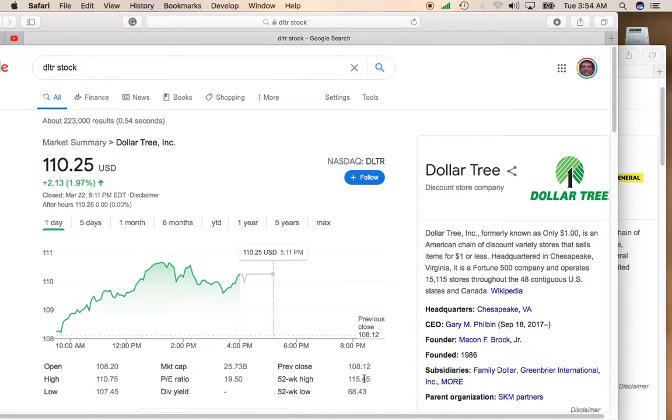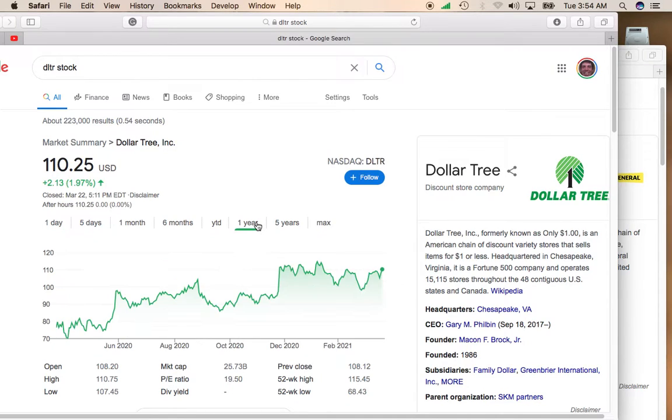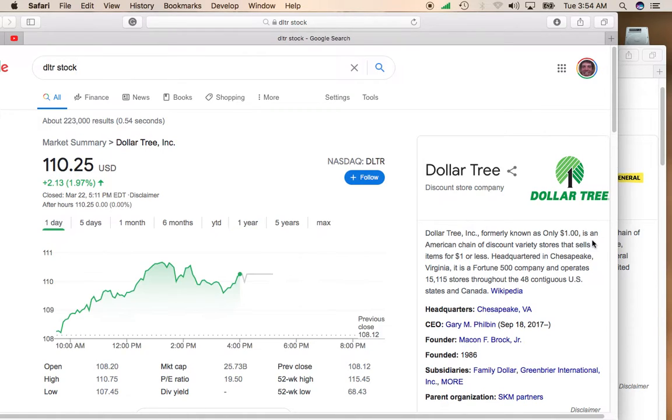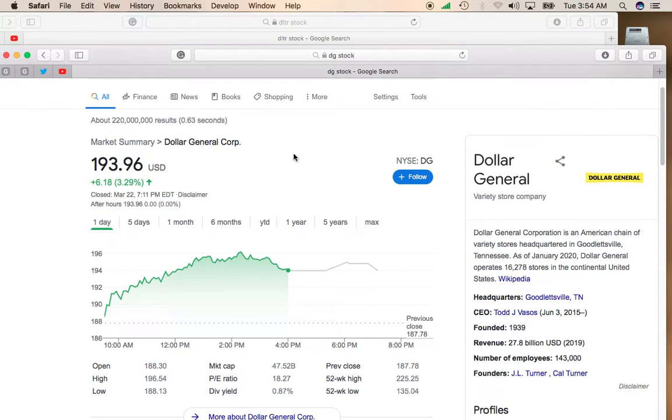The 52-week high was at 115, and it's currently at 110, so it's pretty close to its 52-week high, and the 52-week low is about 68, so it has almost doubled since its low. You see here, the chart has been moving up. It seems to have these sideways movements and then moves up, and has sideways movements and moves up over the past year.